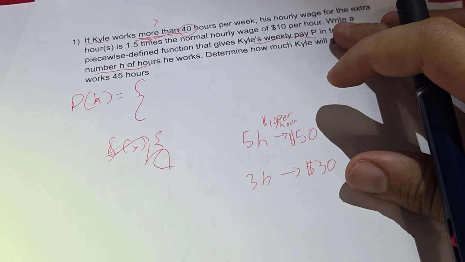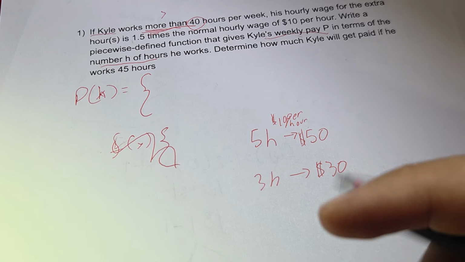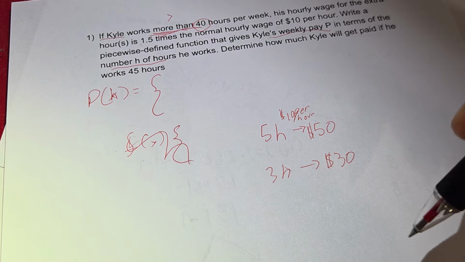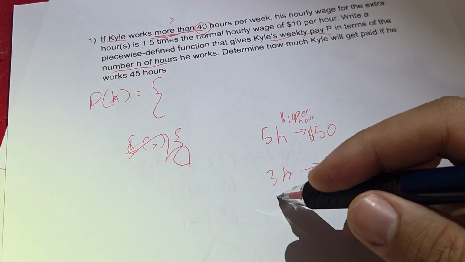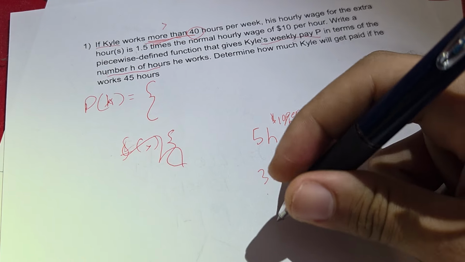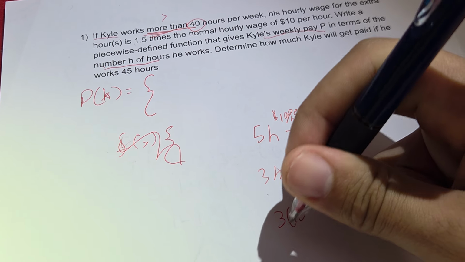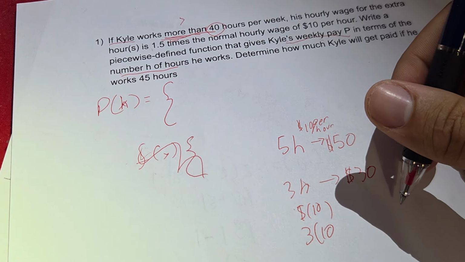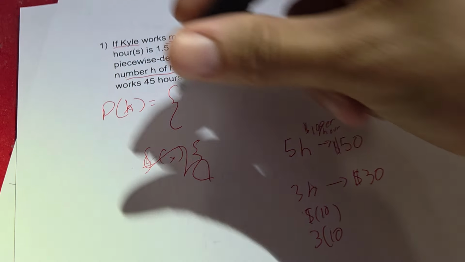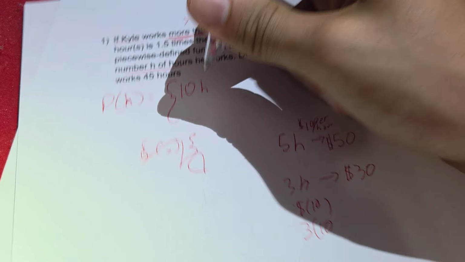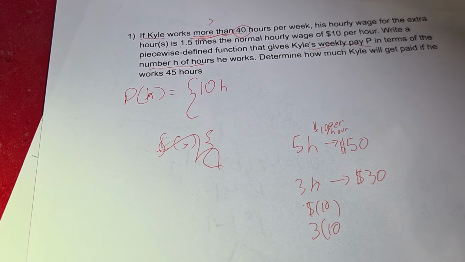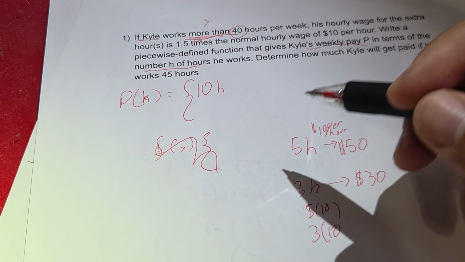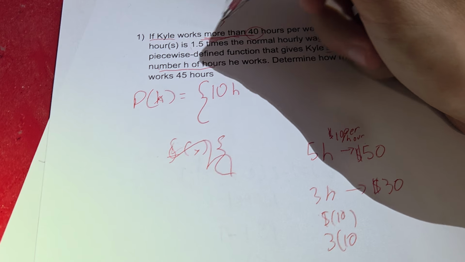So I'm hoping you understand that it's basically the number of hours he works times the amount he makes. So it would be times 10. So it would be 3 times 10 or 5 times 10. So what we can do here is 10 times h. This basically means for every hour he works, he makes $10. That's what it is. But he's not always making 10h. He's making 10h up until 40 hours.